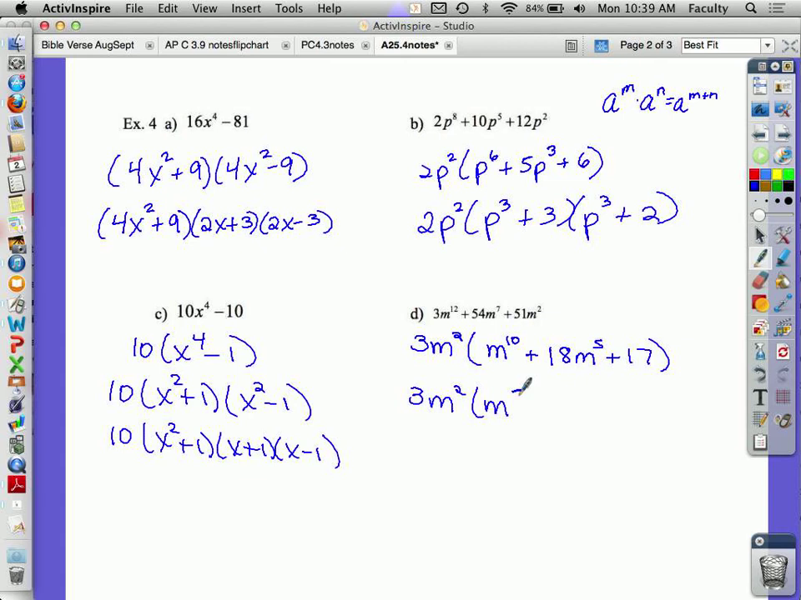And so this is going to be m to the 5th and an m to the 5th. Now this one wasn't bad at all because 17 and 1 will add up to 18. Okay? Okay, so we are factoring definitely at a higher level than before. Any questions on these four? No? Okay.